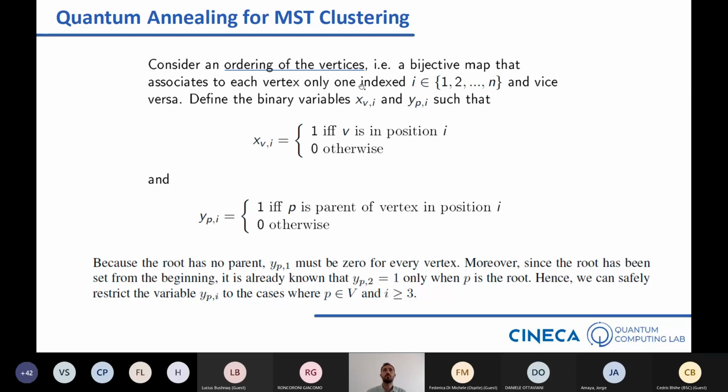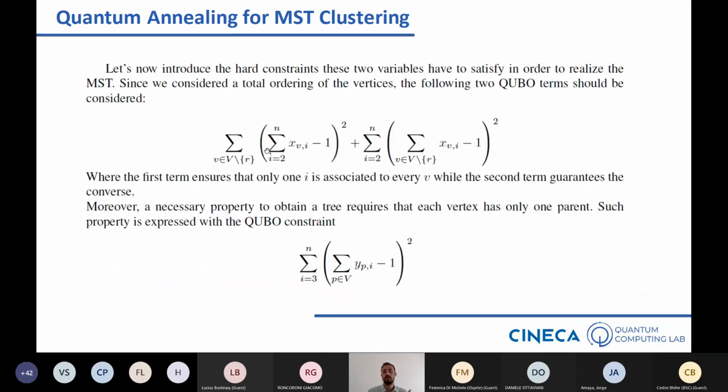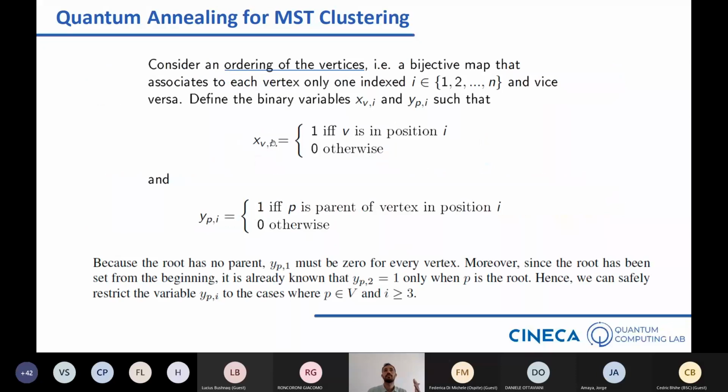So I want first of all to associate to each vertex an index, so a position in the tree. So I can introduce my variable x_vi, which is 1 if some vertex v is in position i. So for example, if vertex v1 is the root, then x_v1 for the root will be 1, and 0 otherwise. It's the position inside this ordering that I do on the graph.